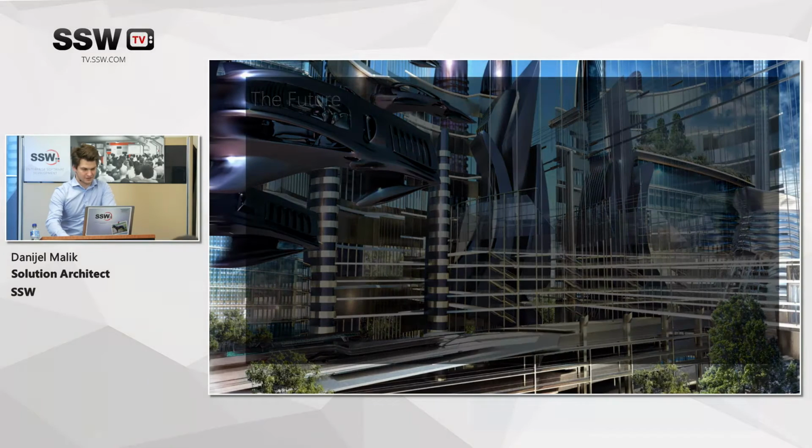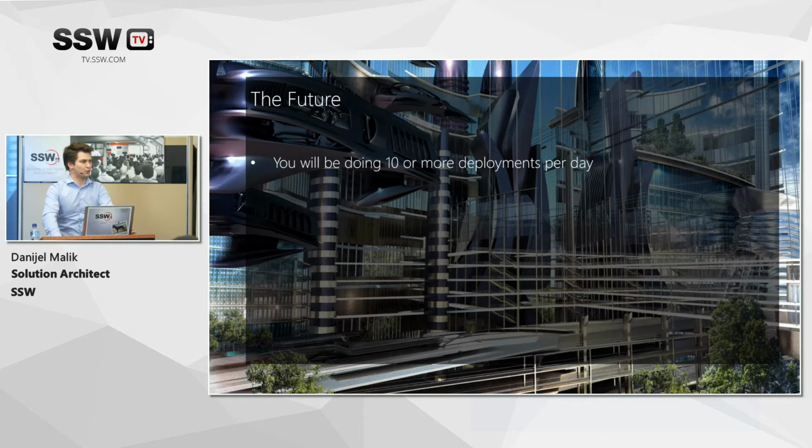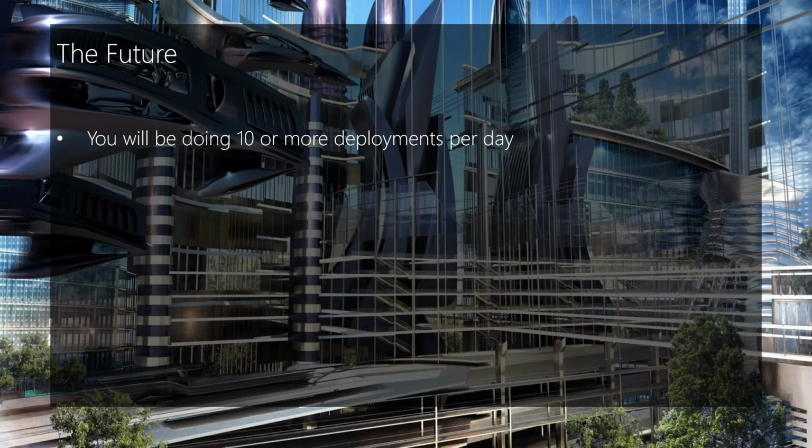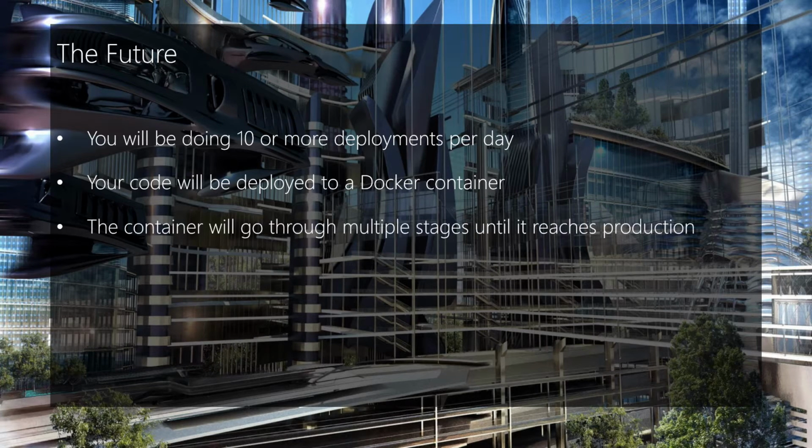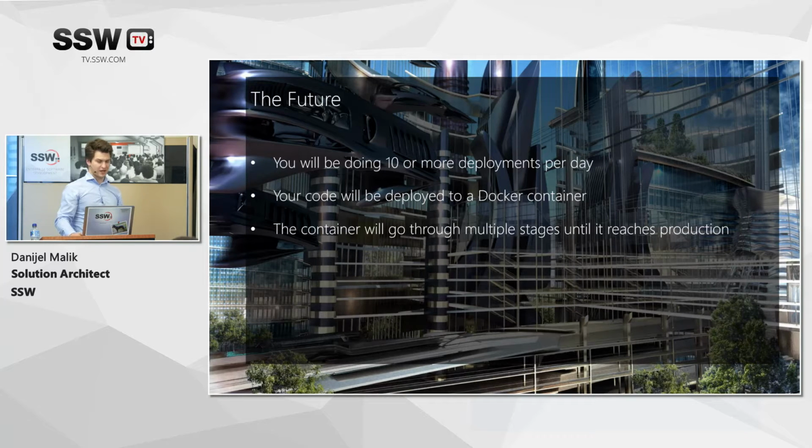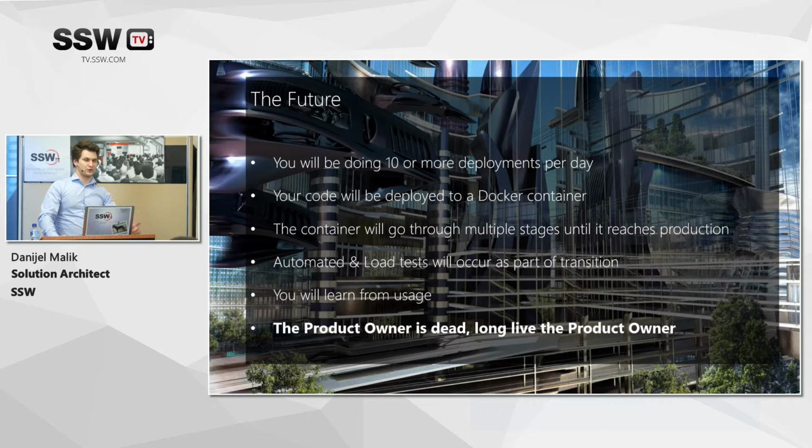Before we start, I want to give you a bit of a glimpse into the future. So what we'll be doing in the future. You'll be doing 10 or more deployments per day. If you're not doing that yet, that's what you'll be doing. And your code will be deployed to a Docker container. That container will travel through different stages until it reaches production. And in the transition, automated tests and load tests will occur based on the way you will be configuring them. What is very important is that you'll be learning from usage, and that means that the product owner role will change in the future. I'm making a bold statement here, but I promise you that by the end of this session, you will understand exactly why I wrote down these things.